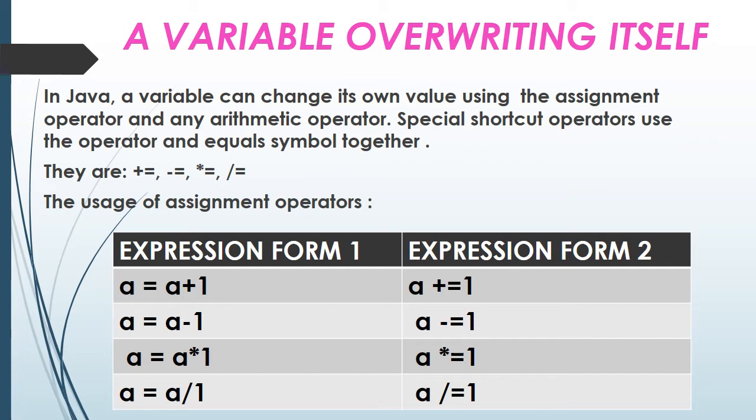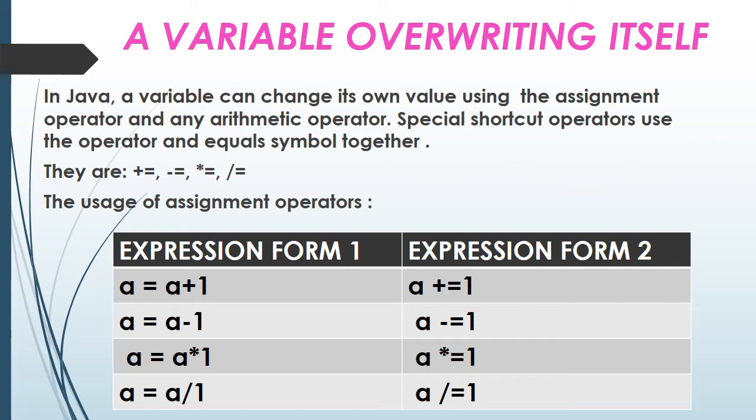In the same way, we can apply it for multiplication and division also. a is equals to a multiply 1; in place of that, we can write a asterisk equal to 1. For division, a is equals to a slash 1; in place of that, in the shortcut operator, we can write a slash equal to 1. But remember that you don't have to give any space between the arithmetic and equal to sign. Then only it will be a shortcut operator.